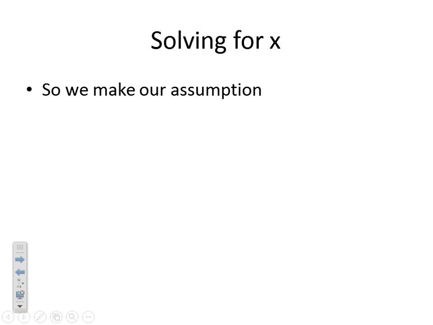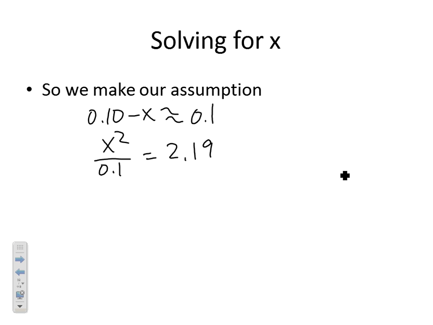So if we go back to our previous problem, then we're going to use our assumption. So I'm going to say 0.1 minus x is approximately 0.1. This then changes the quadratic, right? So instead of having x squared over 0.1 minus x, now we have x squared over 0.1 is equal to 2.19 times 10 to the minus 10th, and suddenly it's way easier to solve, and I mean way easier to do. And this, by the way, is the sort of math you would be expected to do on a multiple choice question without a calculator. So solving this, I get x is equal to 4.68 times 10 to the minus 6 molar.